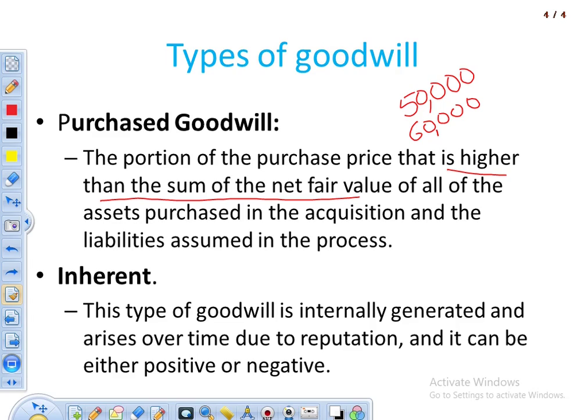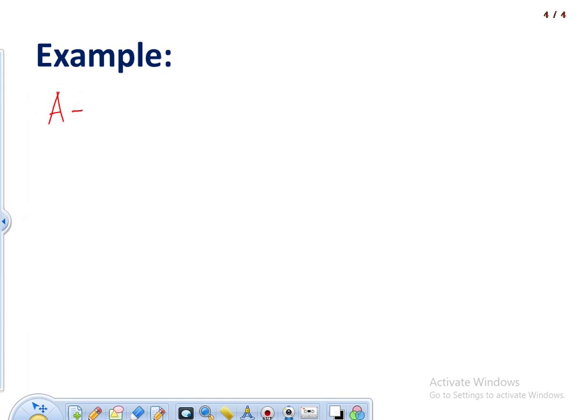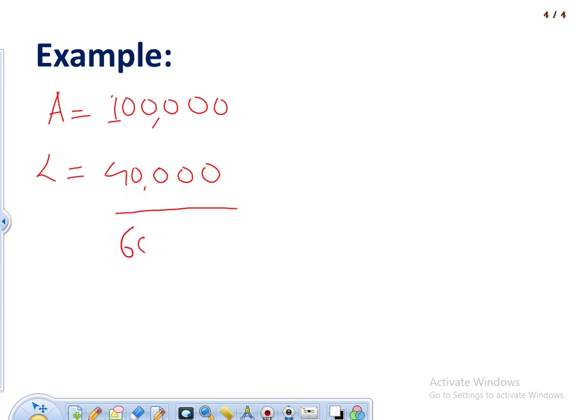Now, inherent goodwill is a type of goodwill which is internally generated. It is basically earned by the business because of its reputation. Sometimes that goodwill is positive or it could be negative as well. So if the business assets are, let's say, 100,000 and its liabilities are, let's say, 40,000, then the fair value of the business is actually 60,000 here.